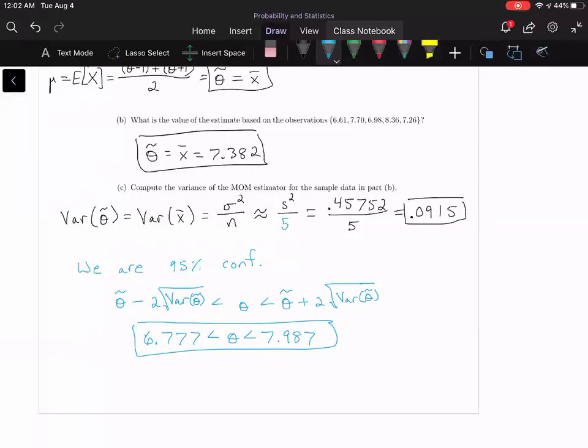But if you wanted an idea of the range of values that parameter most likely is, it's somewhere between the 6.777 and 7.987. So in practice, if you were doing some sort of research and 7.382 wasn't quite working out well, you could investigate different values within this interval and look at some sort of curve if you had an idea of what the curve or distribution should look like in order to converge on, okay, here is the best value matching my expectations. And so that would be how you might apply something like this.